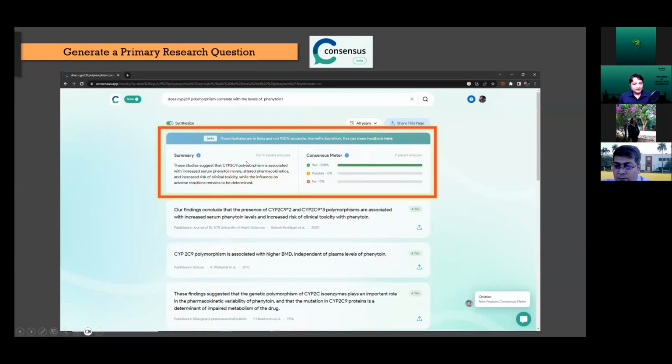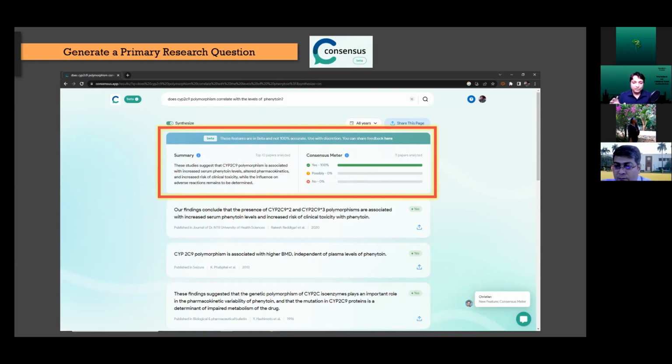It will give us a summary that these studies suggest that CYP2C9 polymorphism is associated with increased serum phenytoin levels, altered pharmacokinetics, and increased risk of clinical toxicity. It has synthesized the summary based on the top 10 papers which it searched, like Google. It also has this consensus meter. Whatever question you have asked, it makes a consensus whether it is right or not. It is saying that yes, there is a 100% consensus that CYP2C9 polymorphism will affect the levels of phenytoin. So this is what it can do.